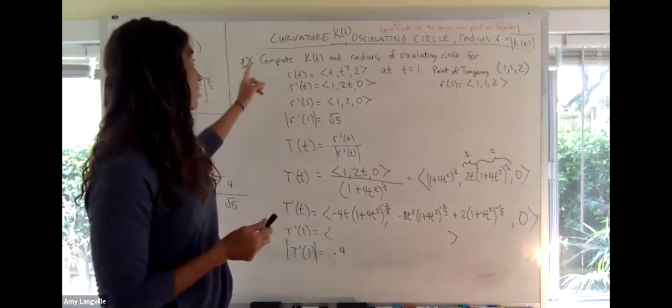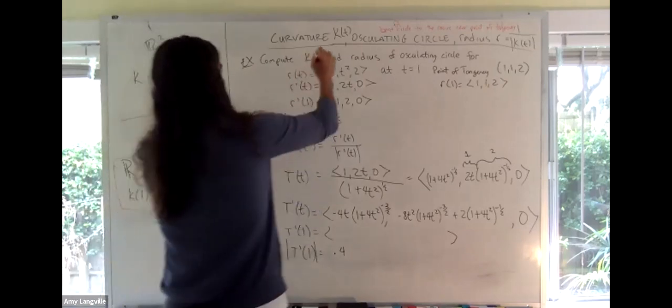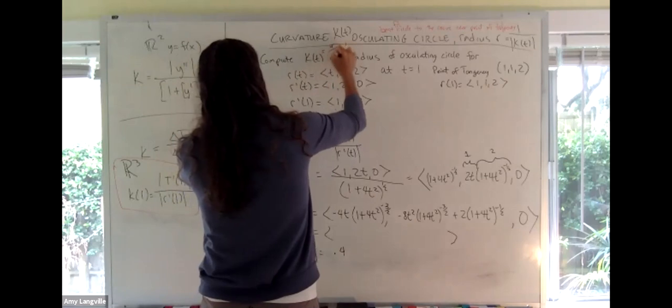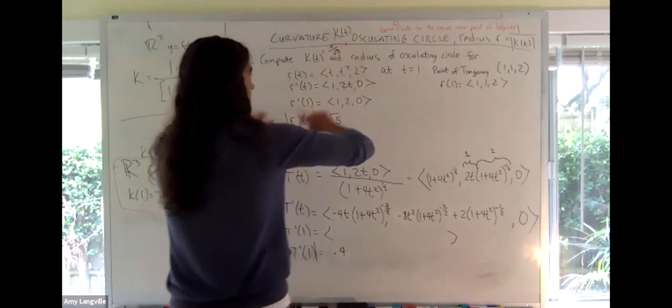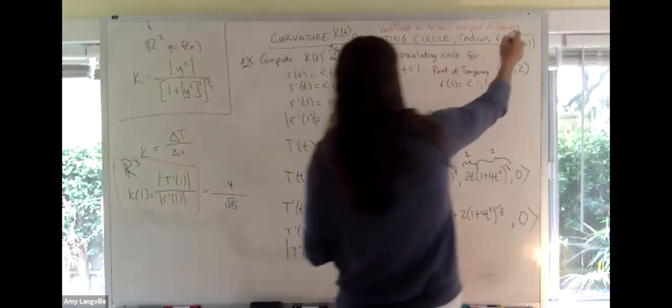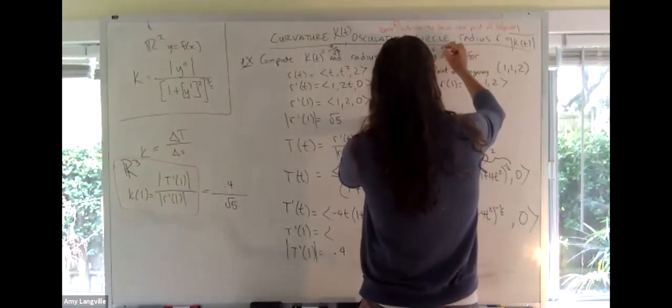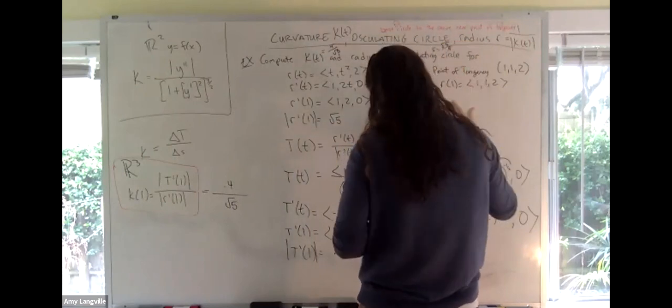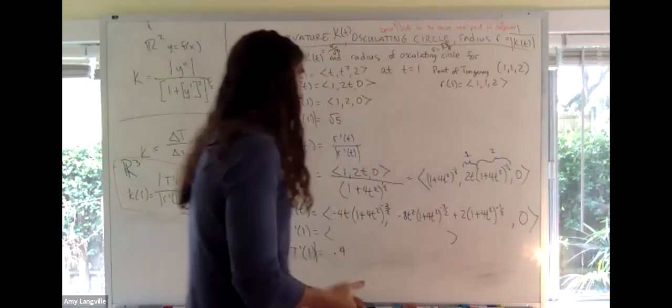And then the last thing, so we got a curvature of 0.4 divided by square root of 5, whatever that decimal is. But the radius of the osculating circle, no more work here. That is just 1 over that. So you're just flipping it. The radius has got to be square root of 5 over 0.4. So maybe a number a little bigger than 5.